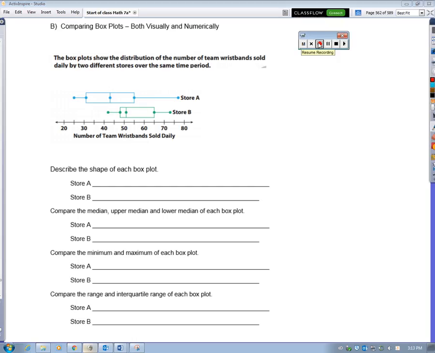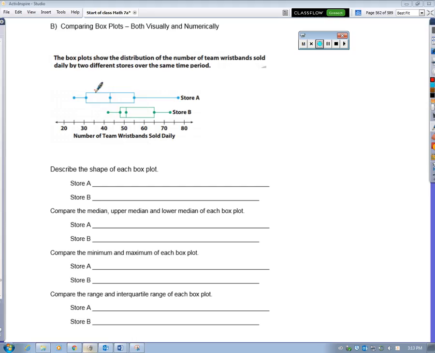We're going to compare these two box plots both visually and numerically. So looking at it and with some numbers, here's what we have. The box plots show the distribution of the number of team wristbands sold daily by two different stores over the same time period. Okay, so let's say it was like a month. Alright, we have store A selling wristbands and store B selling wristbands.